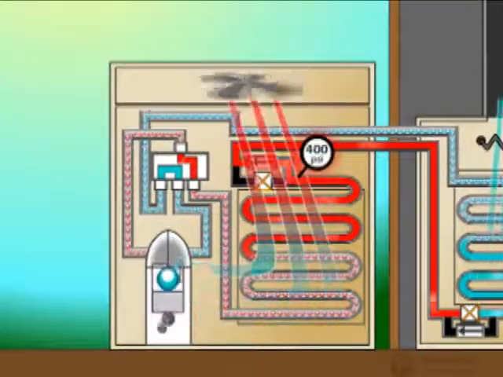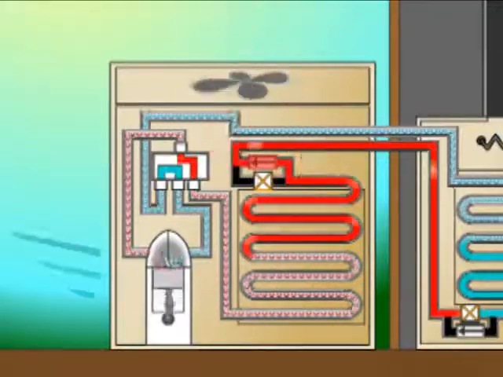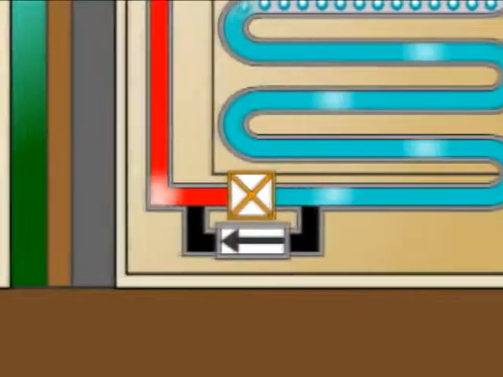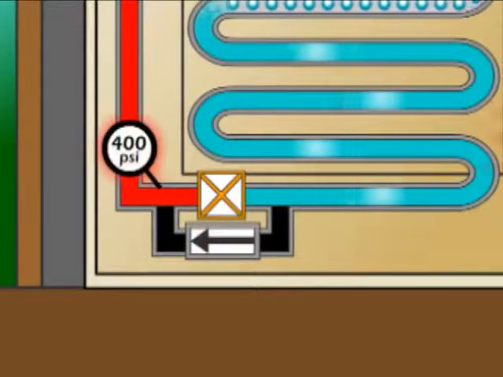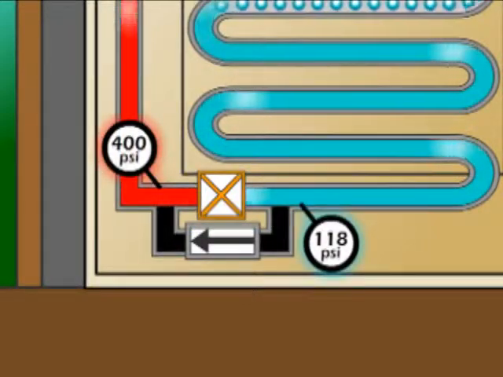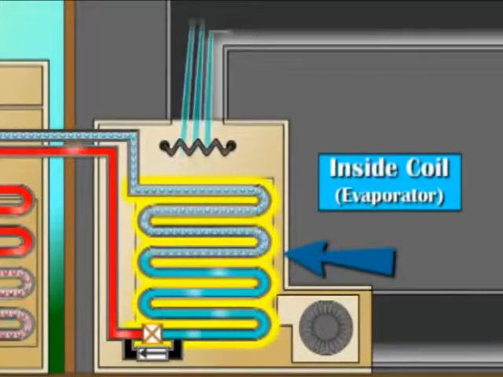The refrigerant, now cooler but still under high pressure, travels along the liquid line to the indoor unit where it is forced through the second expansion valve. This valve partially restricts the flow of refrigerant, creating the needed decrease in pressure, which allows the refrigerant to start evaporating. As the refrigerant evaporates, it absorbs heat from the passing air.